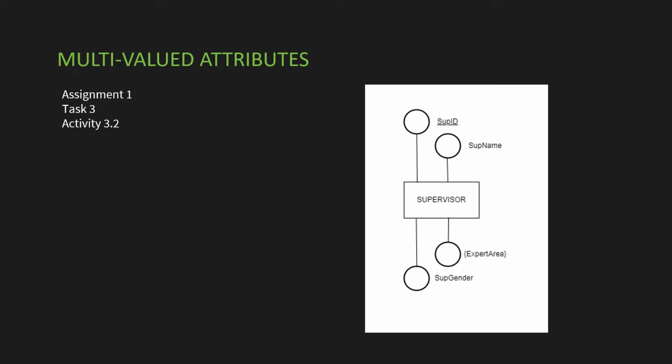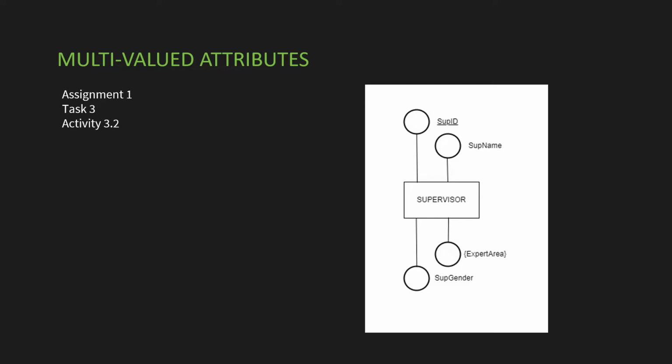Let's move on to our assignment question. This is a part of the ERD diagram that they have given in our assignment. Let's have a look at this entity called supervisor. It has four attributes: supervisor ID, which is the primary key, supervisor name, supervisor gender, and also expert area. Now you can see that I have put a curly bracket around the expert area attribute.